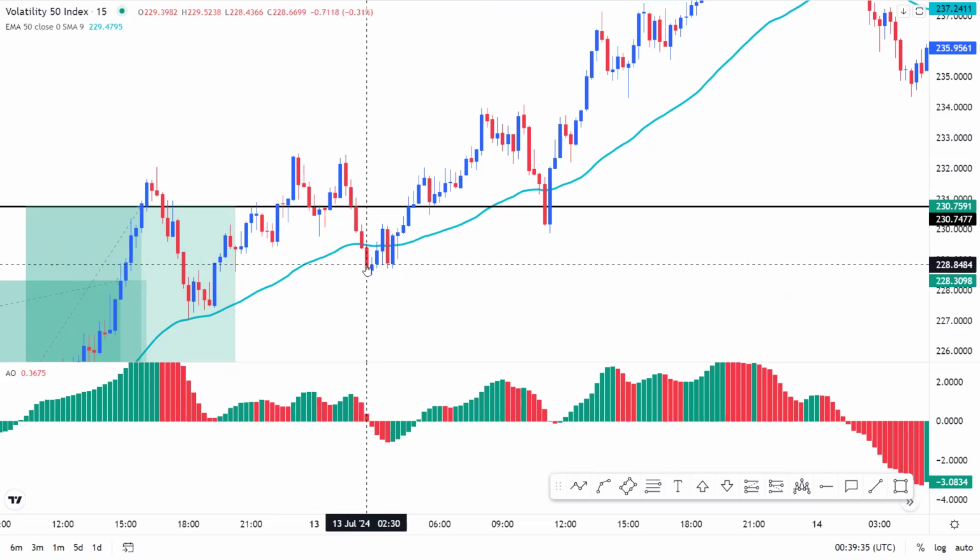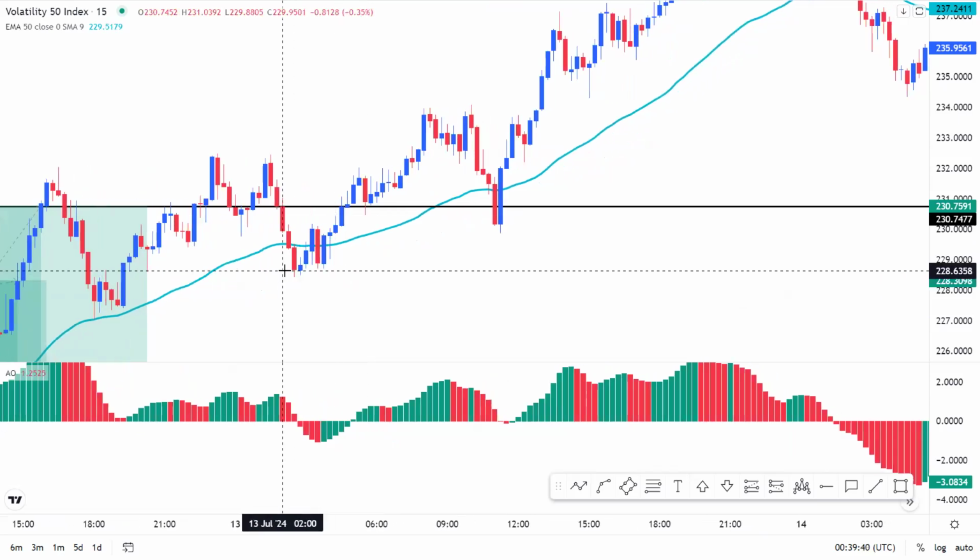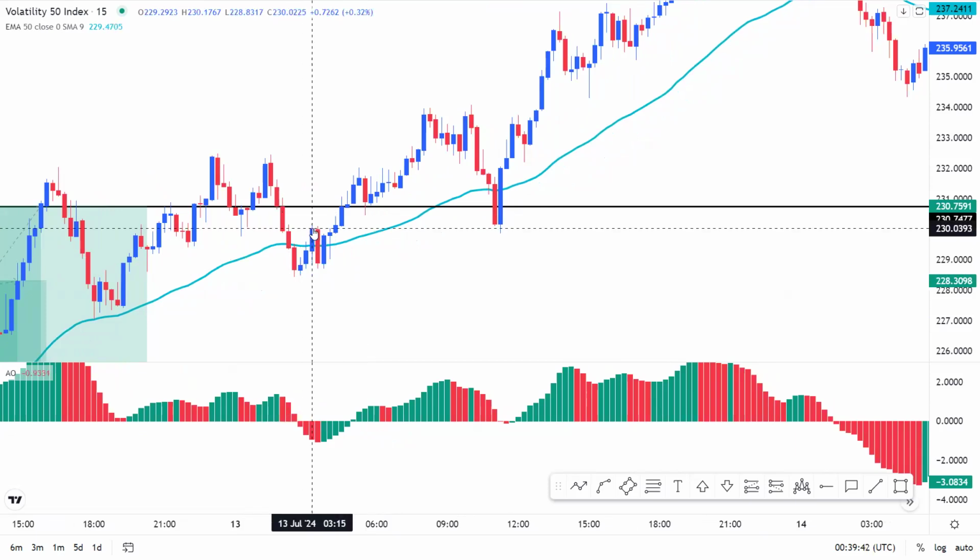You can see right here, no, we don't have that. So we wait till we have the candlesticks above the 50 exponential moving average. You can see right here, we have the candlestick crossed from below to above the 50 exponential moving average. Rule number one has been met.